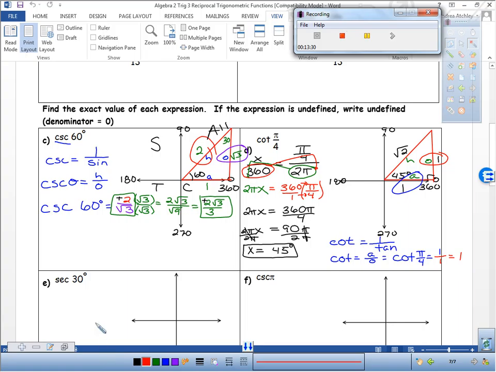We're not done yet because we need to figure out the signs. So again, this is all students take calculus. Here, all of them are positive. So cotangent is positive here.